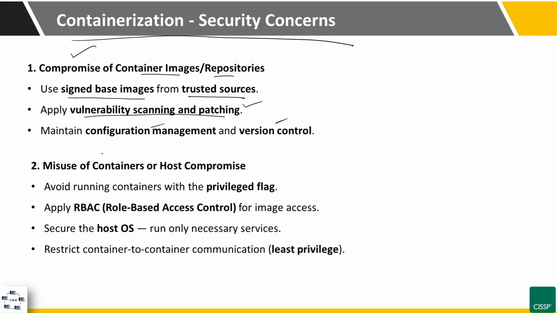Number two is misuse of containers or host compromise. So avoid running containers with the privileged flag. Apply RBAC, or role-based access control, for image access. Secure the host operating system and run only necessary services. And restrict container-to-container communication. That is the principle of least privilege.